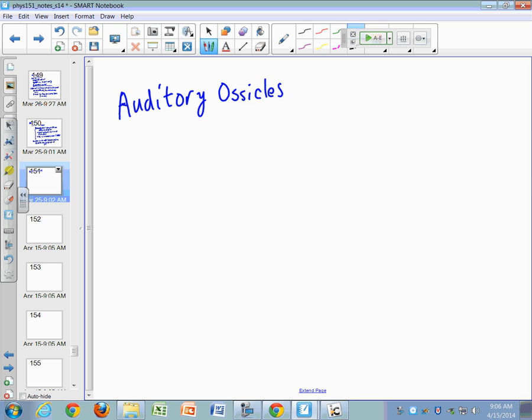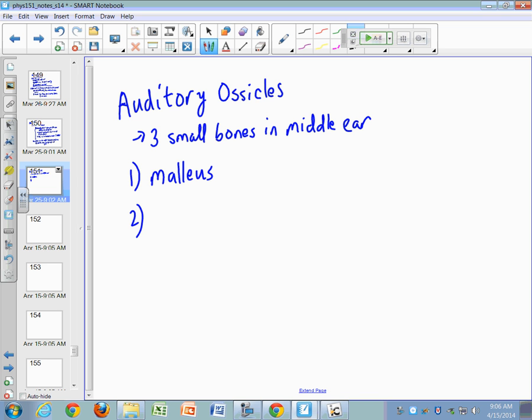it's in the middle ear, right? Isn't that right? Yeah, in the middle ear. These are the three small bones in the middle ear. They have names. The first is the malleus. The second is the incus. And the third is the stapes.